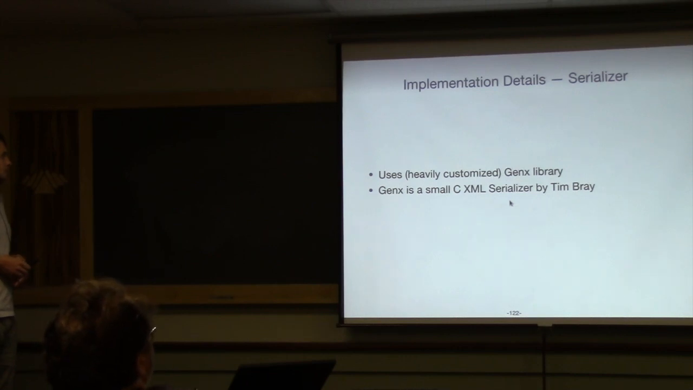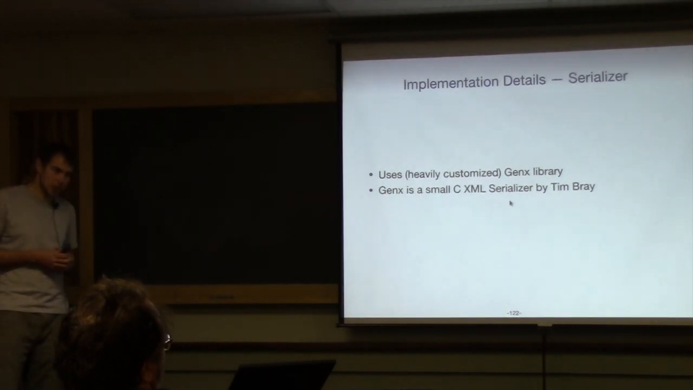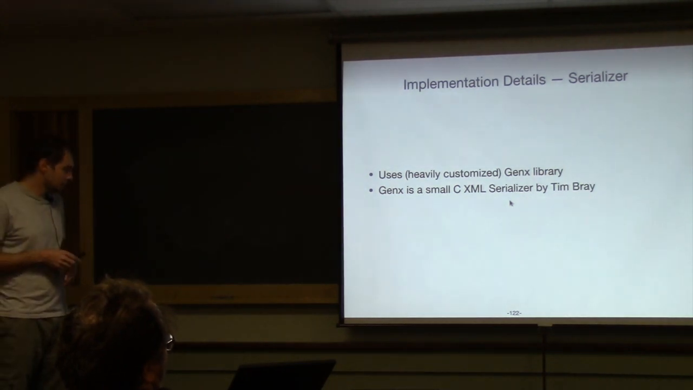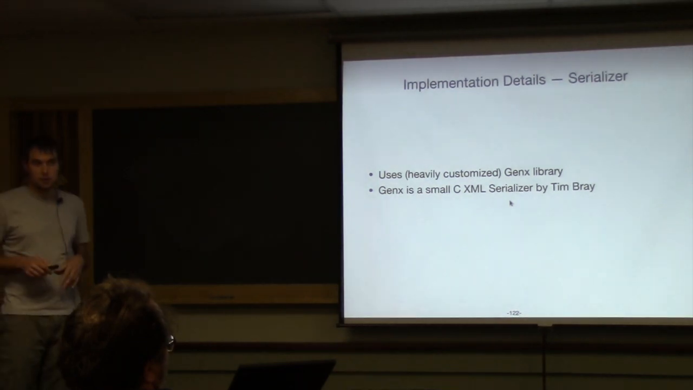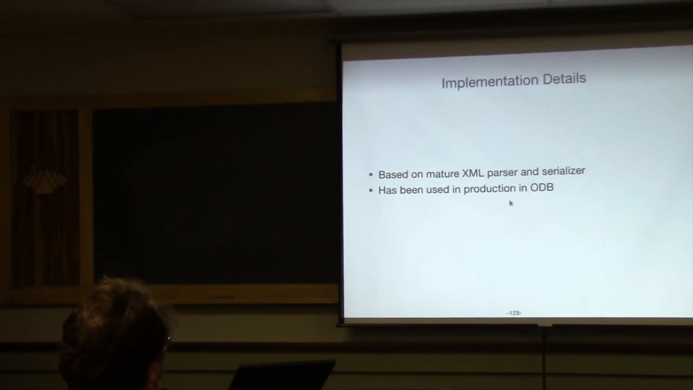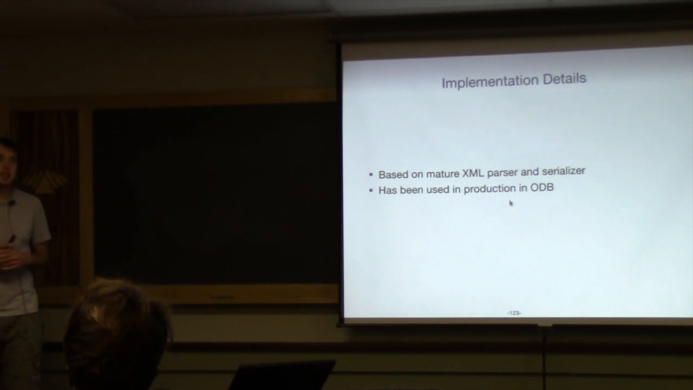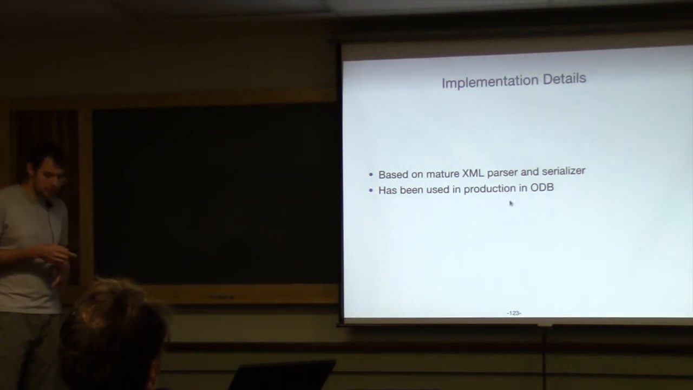Okay, so the parser uses expat. The serializer is easier to implement from scratch, but I decided not to do that either. I use instead a small C serialization library that was initially written by Tim Bray, and I've extended and fixed it quite a bit for the XSDE project. So the library is based on a mature XML parser and serializer, and it's been used in production in ODB for quite some time now.